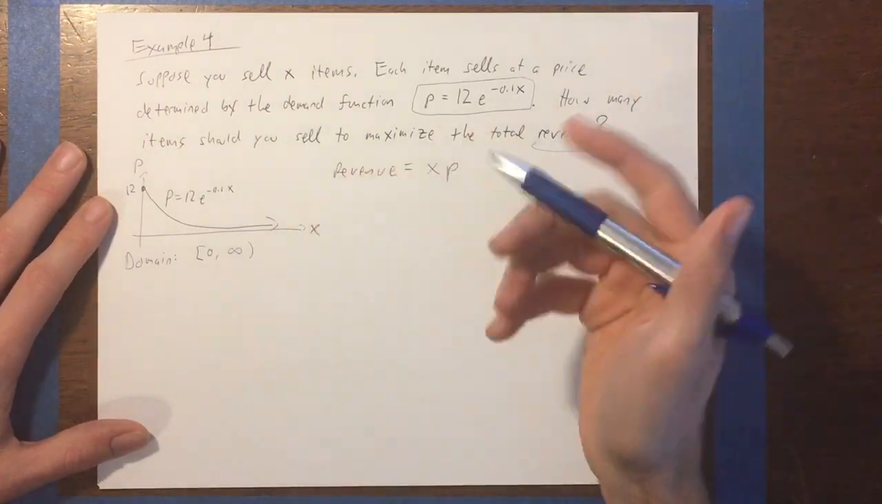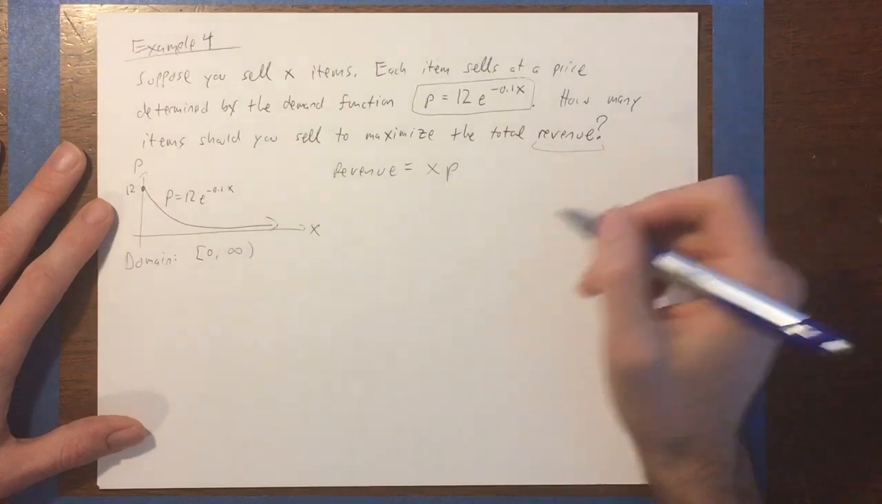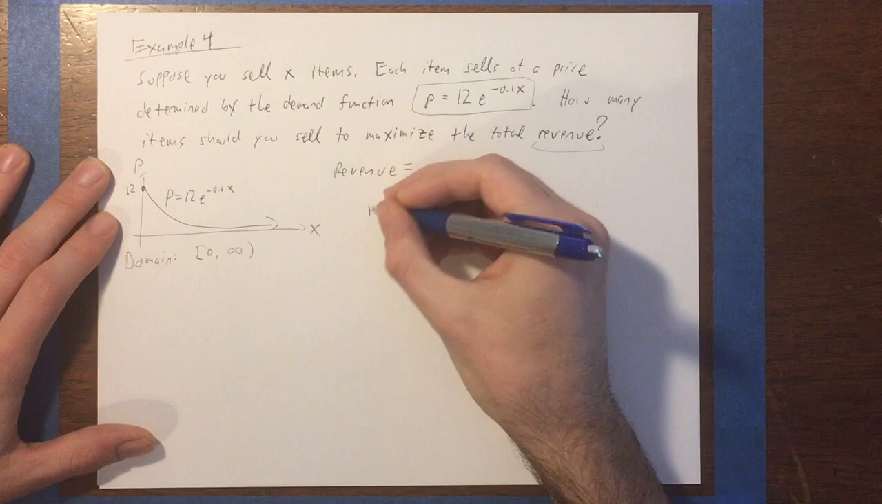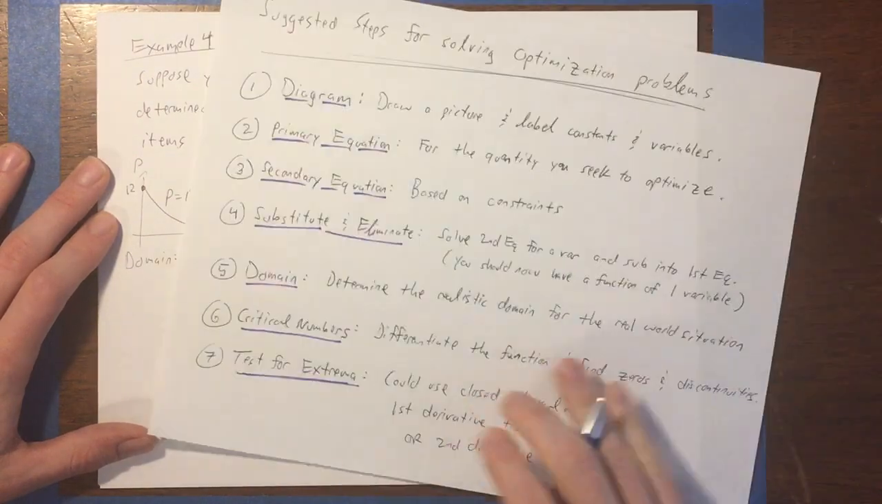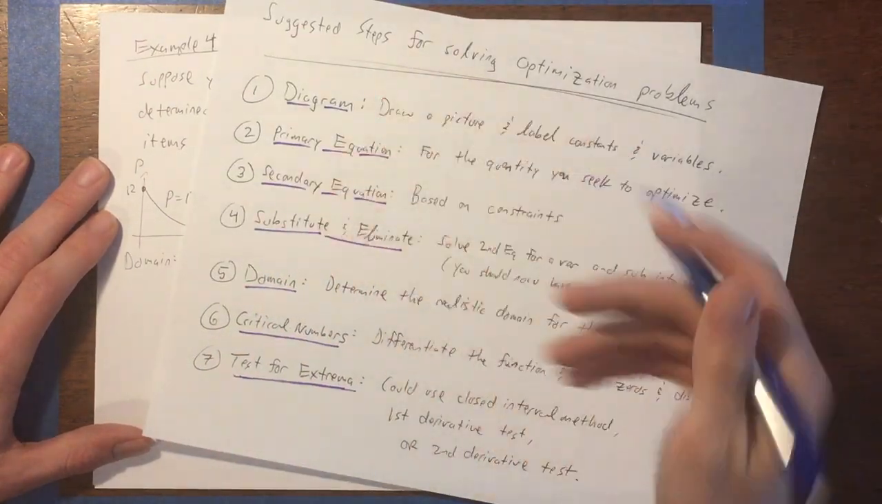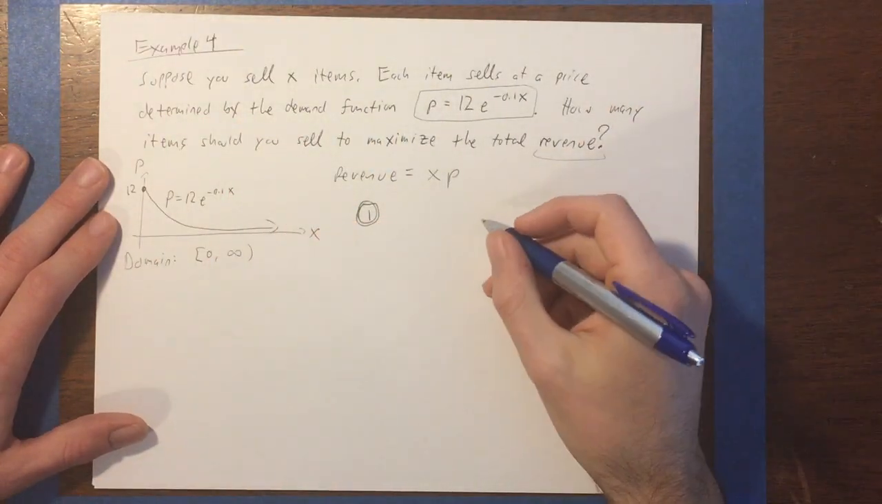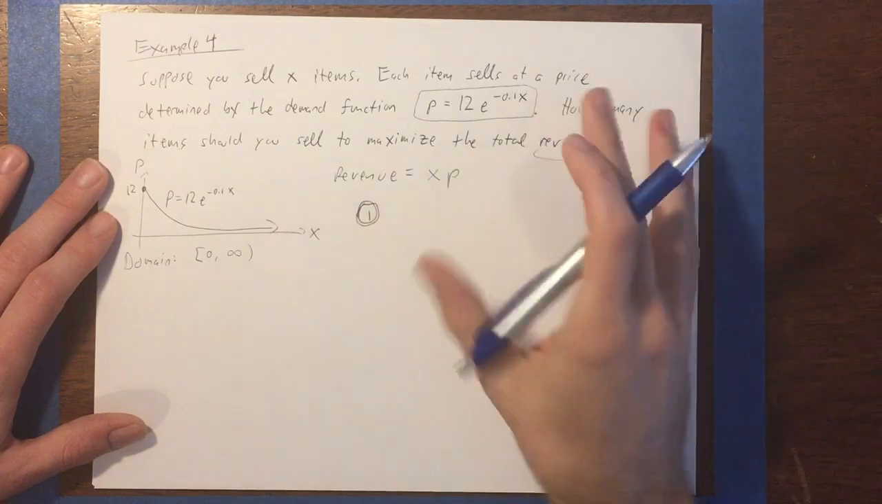But in this problem, we're going to deal with revenue is items times price per item. So okay, let's start going through our process. In step one of the process I've suggested, I say draw a diagram. It's not really a diagram to draw here. I mean, I did draw this function, I guess, but the main thing I want to do here is just establish what all the variables are.